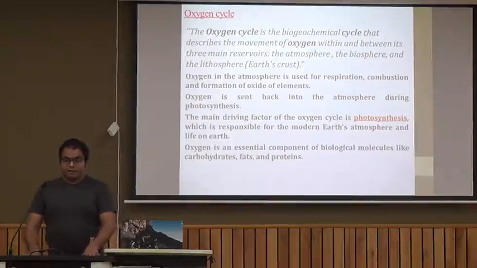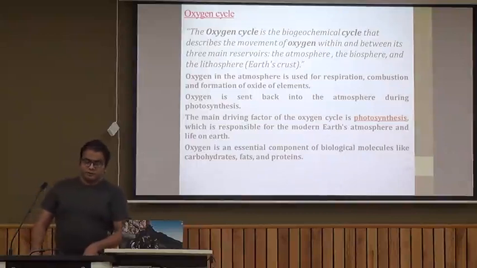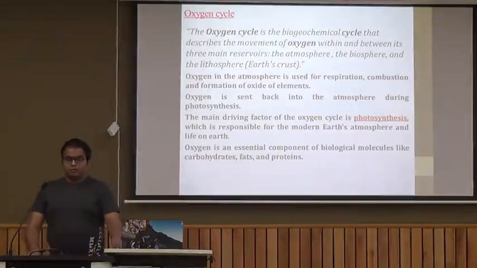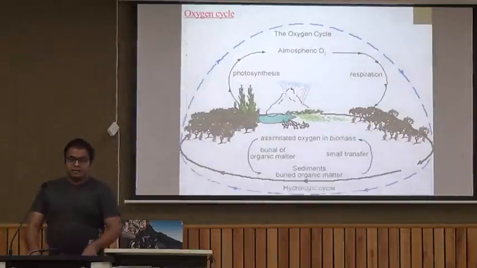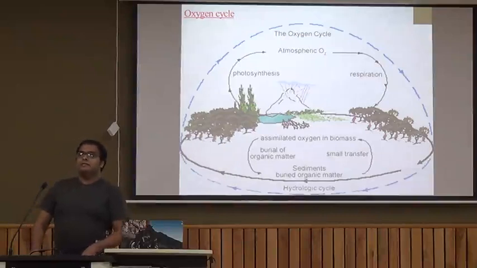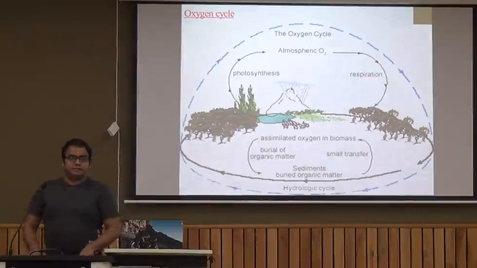Now, the main driving factor for this cycle is photosynthesis, which is responsible for the modern Earth's atmosphere in which we all live, and oxygen is an integral part of various molecules like carbohydrates, fats, etc. This diagram shows the oxygen cycle. How is it gained by plants in respiration and also by animals? Remember, plants and animals both respire.